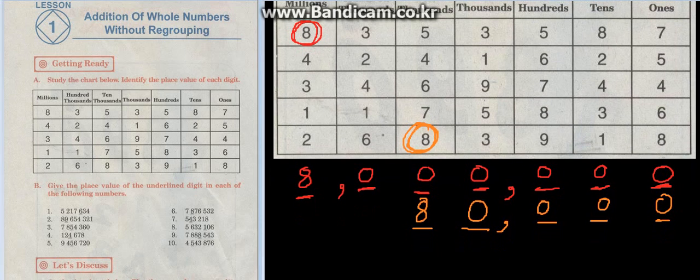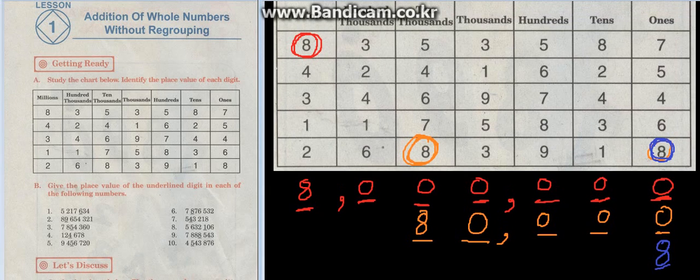Now, let's look at this. Okay, I'll change the color, this time blue. Okay, the 8 here. Does this 8 just mean 8? No. Well, this time it is just an 8. Sorry for that. It is just an 8 because it is an 8 at the ones column and there are no hidden zeros behind.